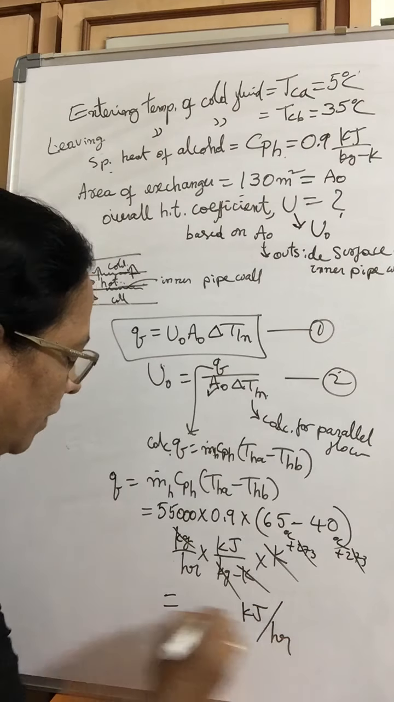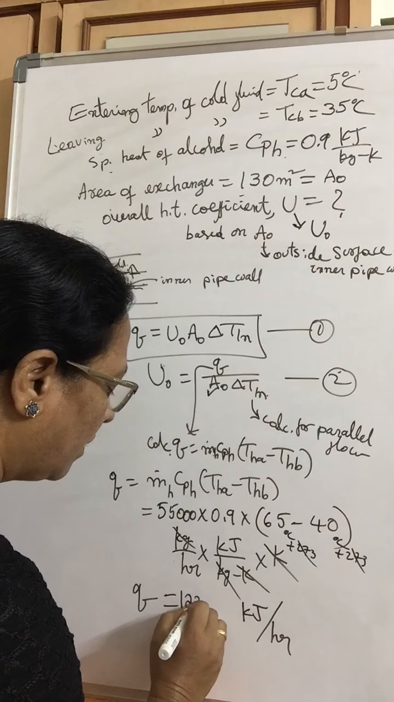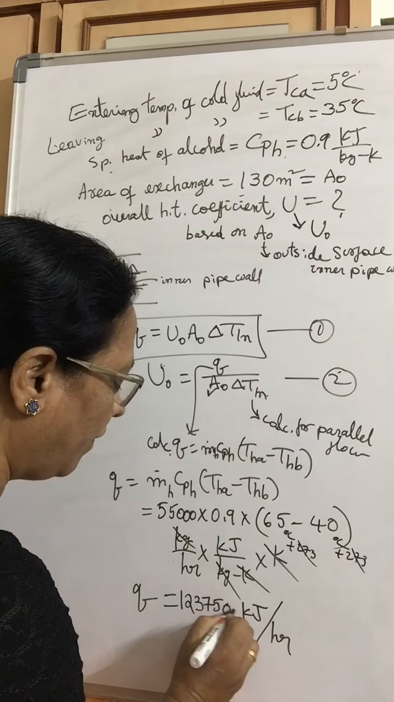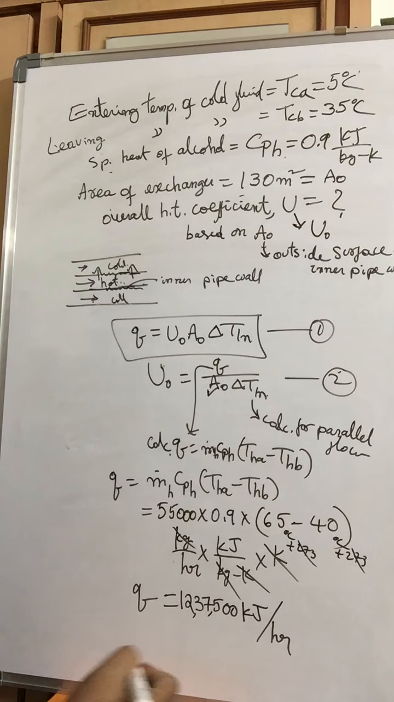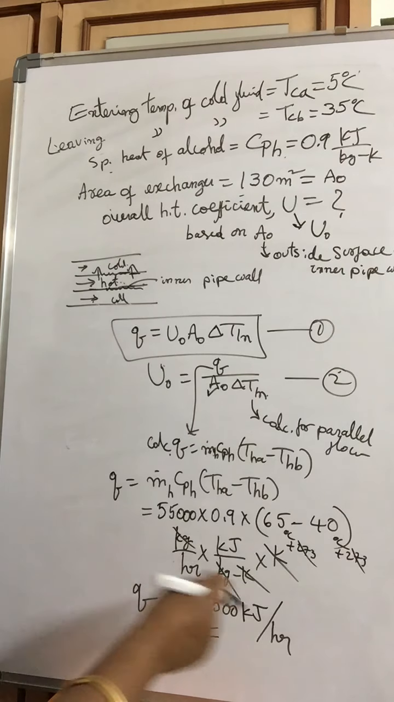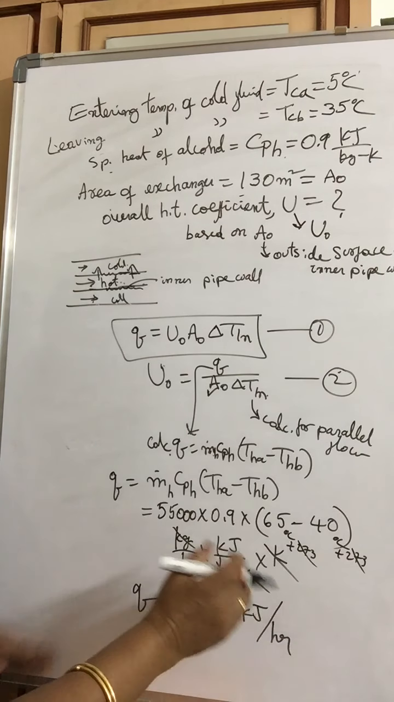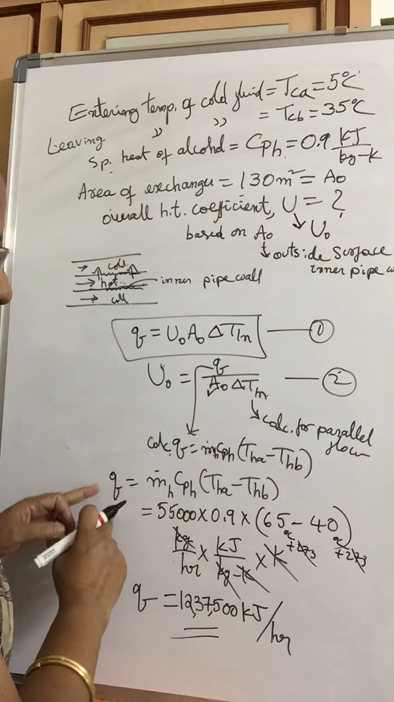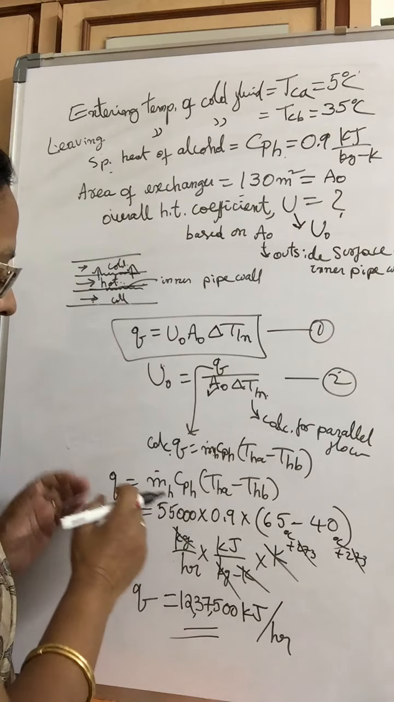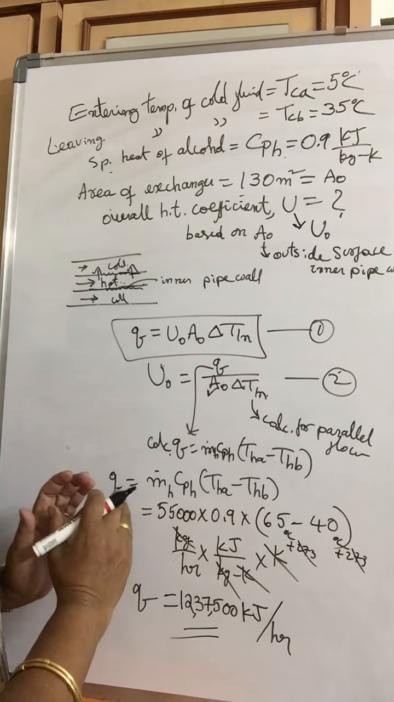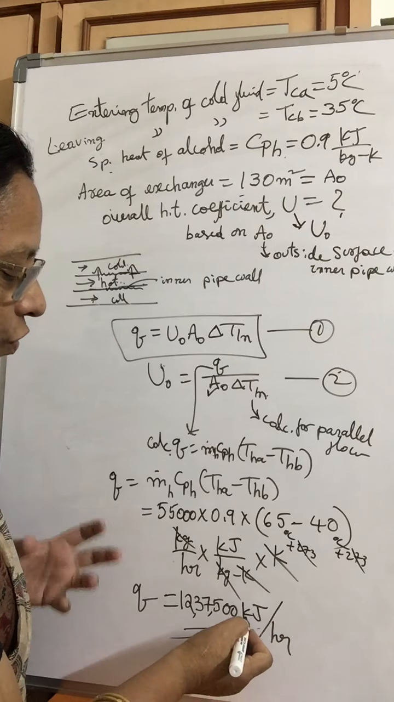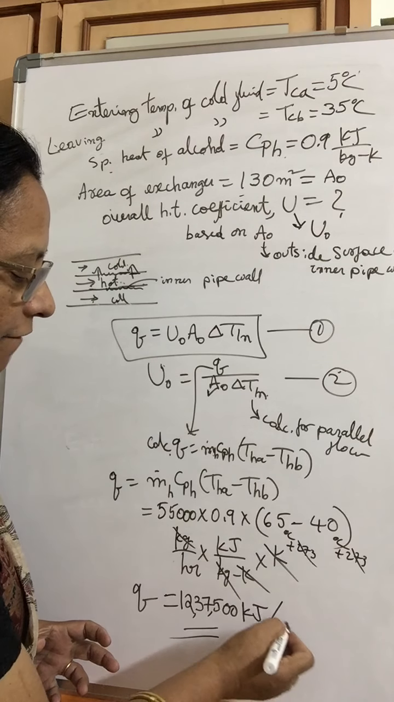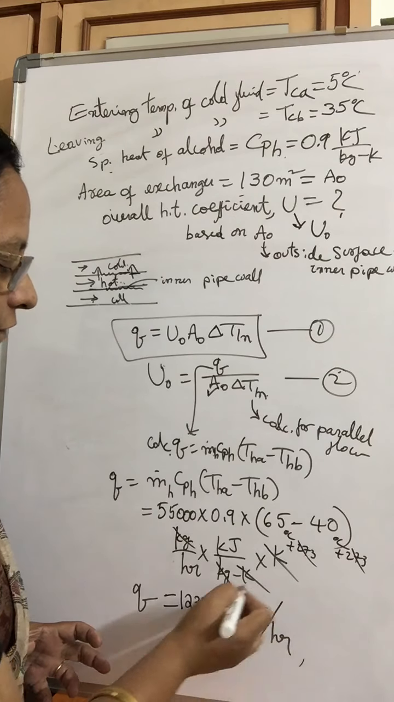Q is equal to 1,237,500. Okay. This is the Q value we got. We got the units, kilojoules per hour. Is it? Please check the value of Q. What is Q? Rate of heat flow. Means quantity of heat transferred in unit time. So kilojoules is the quantity of heat transferred. So many kilojoules in 1 hour. So this is nothing but the unit of Q.